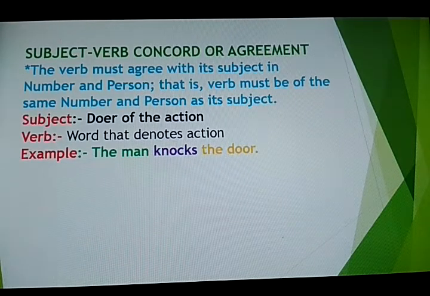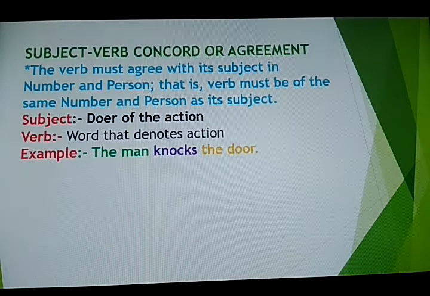Subject-verb agreement is also called subject-verb concord. The verb must agree with its subject in number and person. That is, the verb must be of the same number and person as its subject. So, subject-verb concord or agreement.